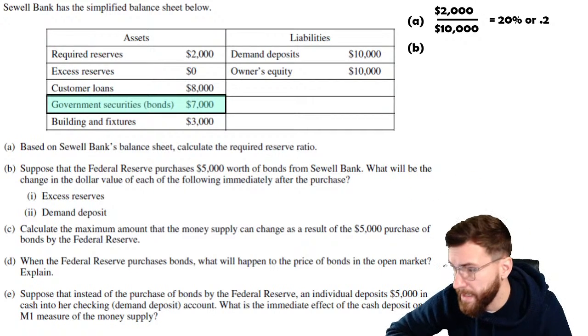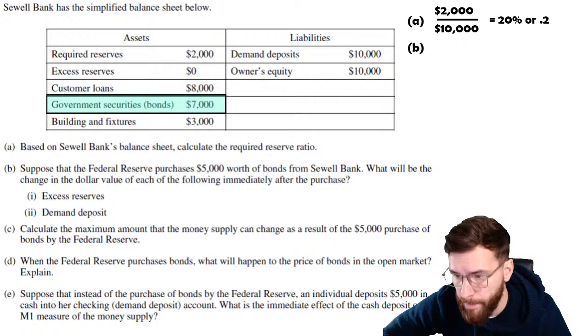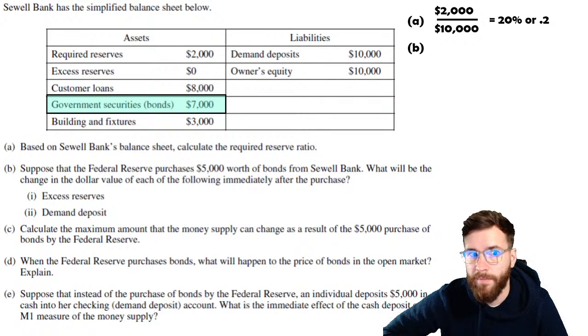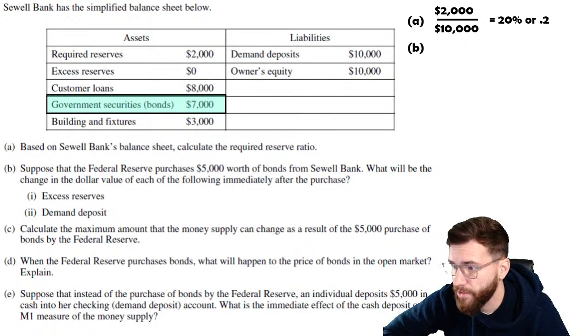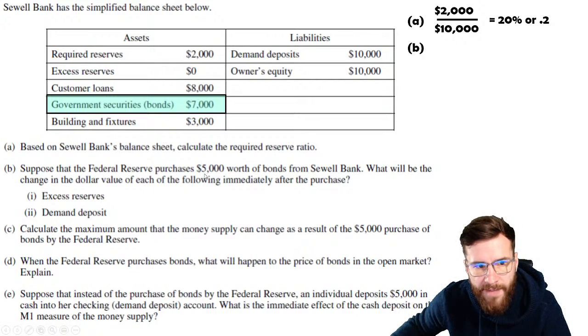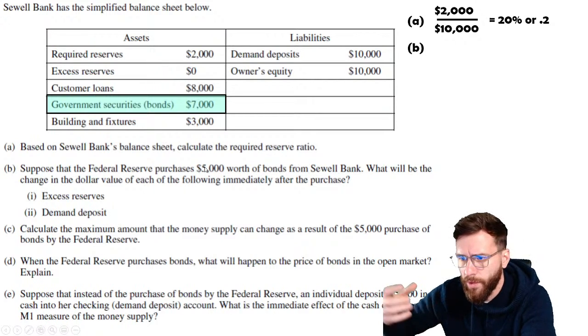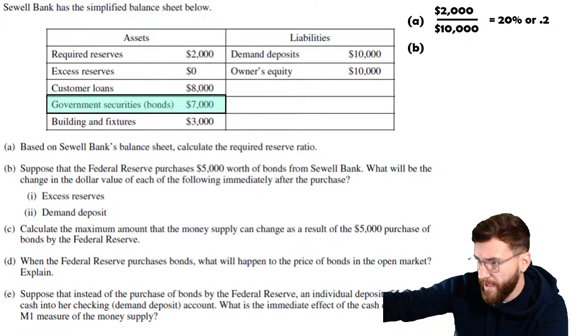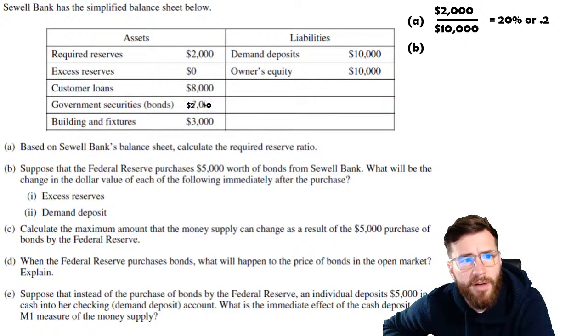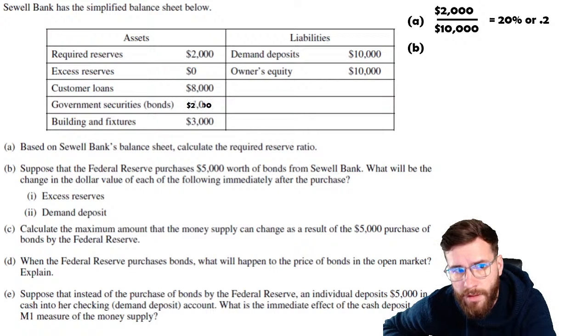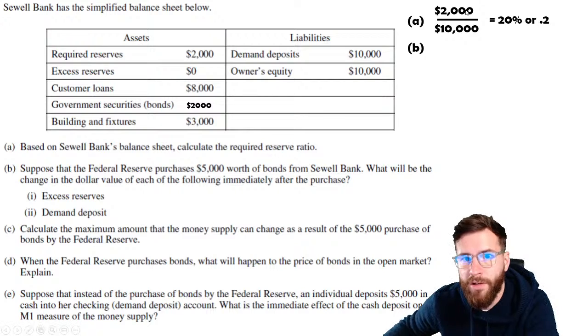So what is the bank going to get for $7,000 worth of bonds if the Fed buys it back from them? $7,000 in cash. Well, actually, hold on, sorry. They only bought $5,000 worth, not all of it. Okay, but yeah, they're going to get $5,000 in cash for the $5,000 sale of bonds back to the Fed. So this number is going to go from $7,000 to $2,000. And then where are we going to put that $5,000? We're going to put it in excess reserves, because they're not going to put it in your checking account.